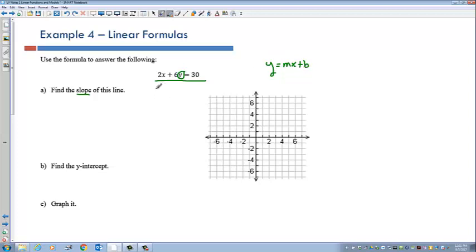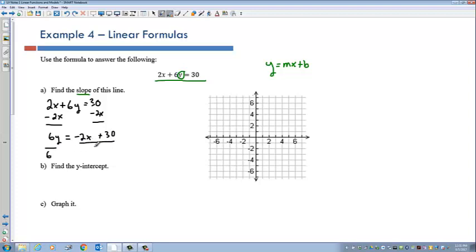So let's solve this for y. The way we're going to do this is we're going to subtract 2x from both sides. Let's just do it down here. So I'm going to copy this down right here. 2x plus 6y is equal to 30. And we'll subtract our 2x from both sides, because I'm trying to solve for y, so I can get it in the right form, y equals mx plus b. And so I'm going to get 6y on the left, and then negative 2x plus 30 on the right. And then I'm going to divide both sides by the number 6.